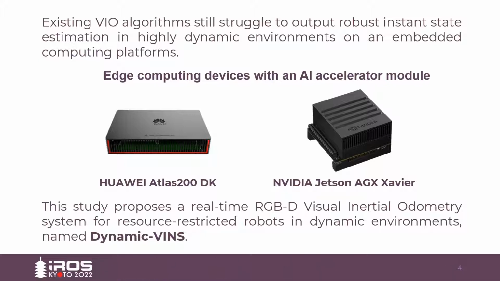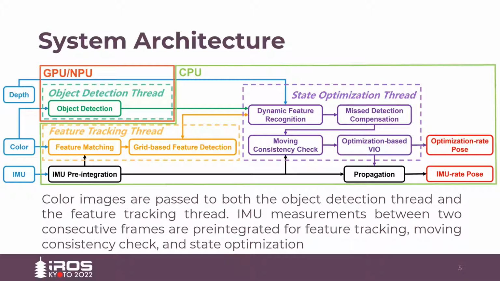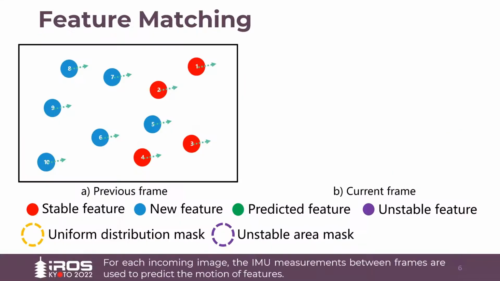This study proposes a real-time RGB-D inertial odometry system for resource-restricted robots in dynamic environments, named Dynamic VINS. Three main threads run in parallel in Dynamic VINS: object detection, feature checking, and state optimization. Color images are passed to both the object detection thread and the feature checking thread. IMU measurements between two consecutive frames are pre-integrated for feature checking, moving consistency checks, and state optimization.